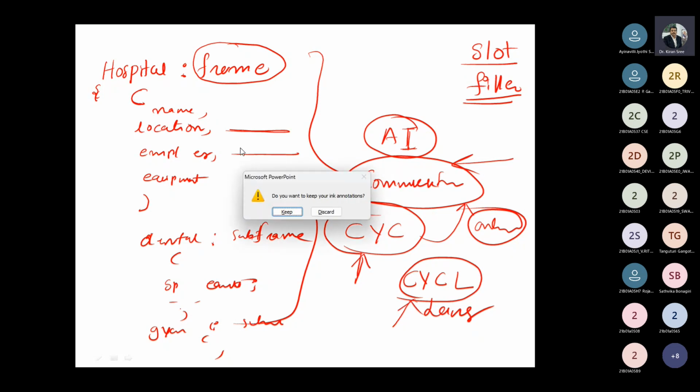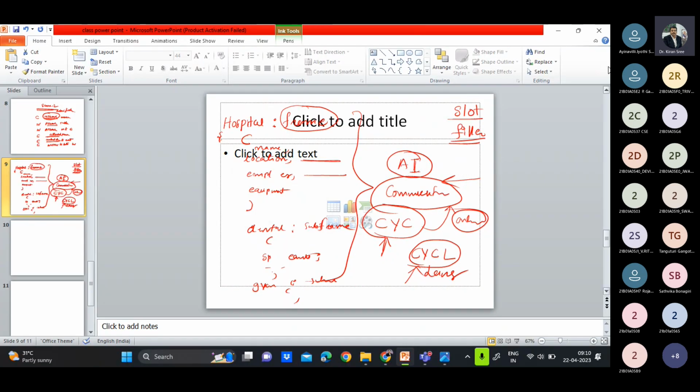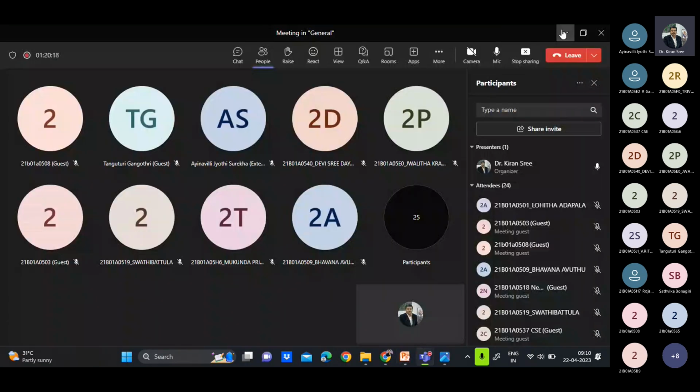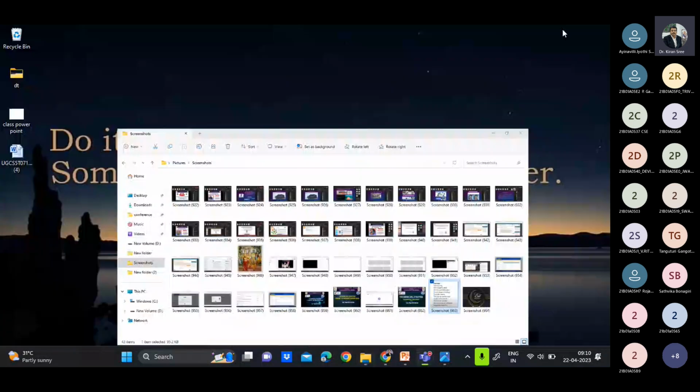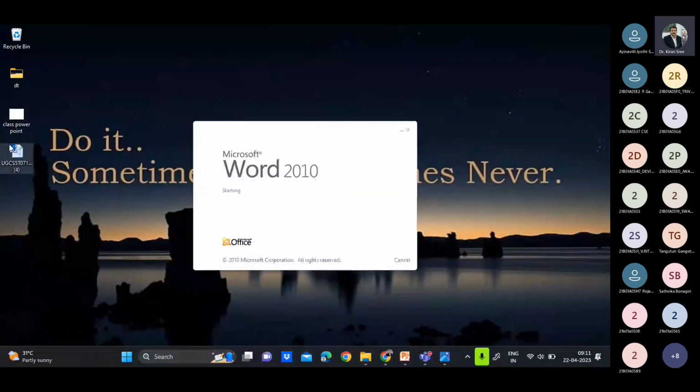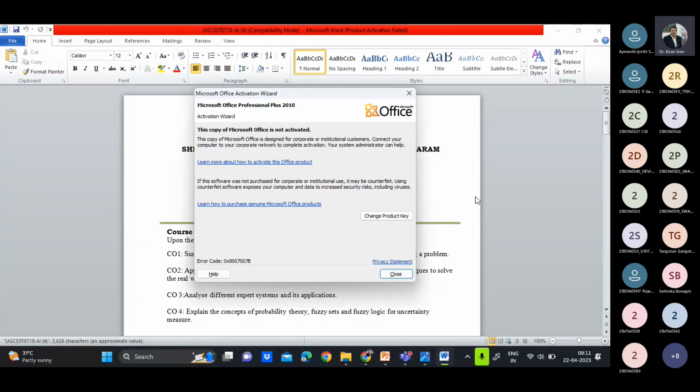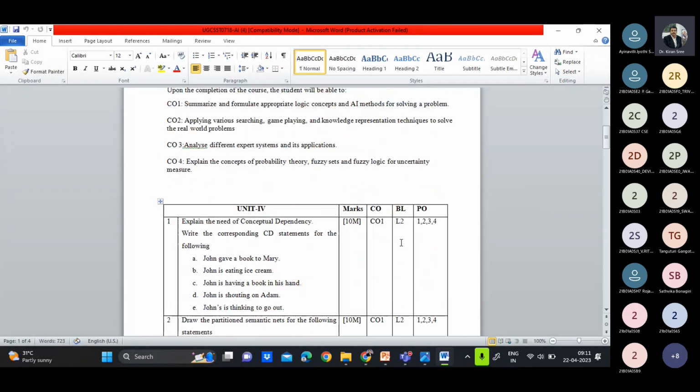So now I have this question bank also. We'll see what type of questions are given. Even for the external exam, we have given that question bank to the external people. They will also go through this.